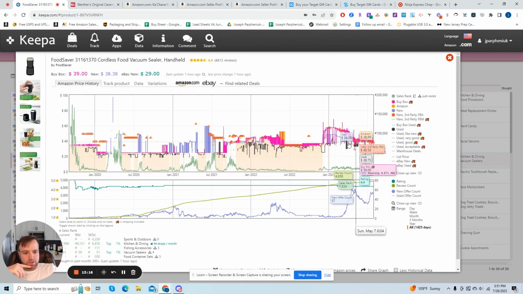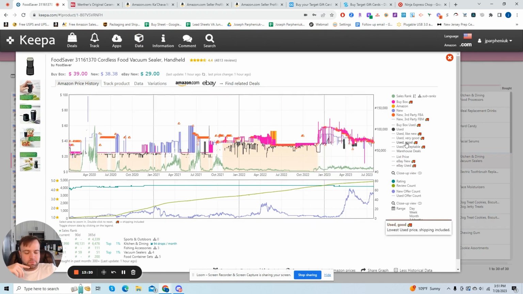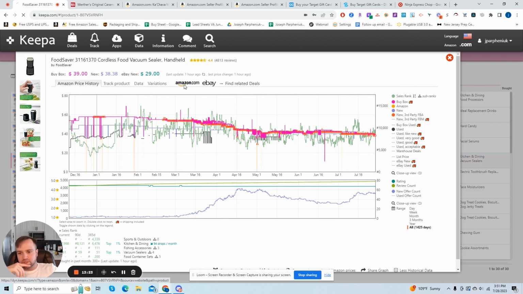So this could be a good one here. Only thing is you got to look back and see Amazon was on the listing, but they haven't been in a while, so there could be some potential here.